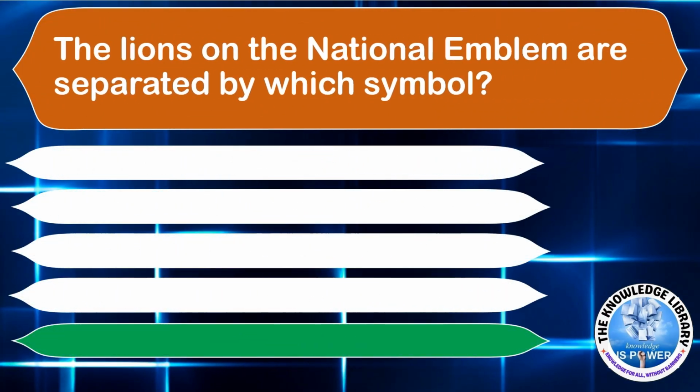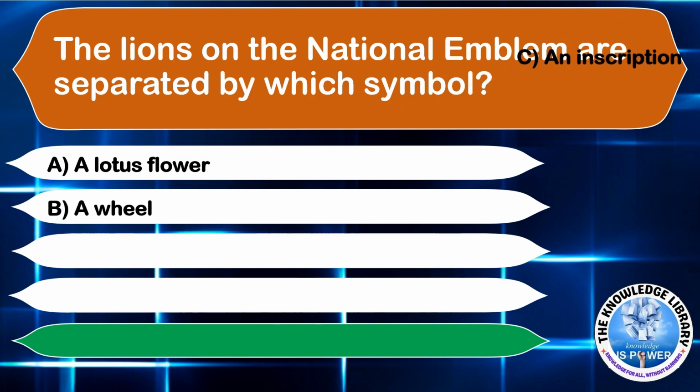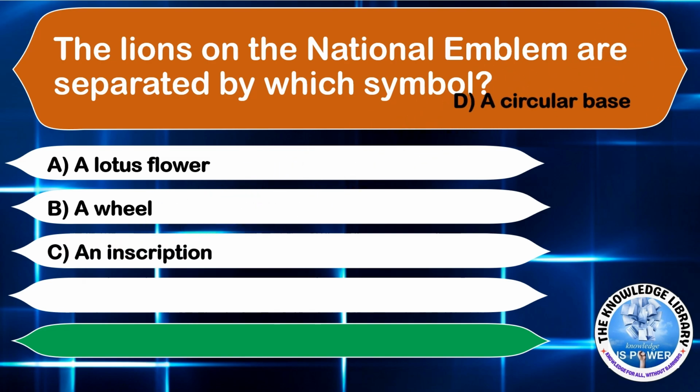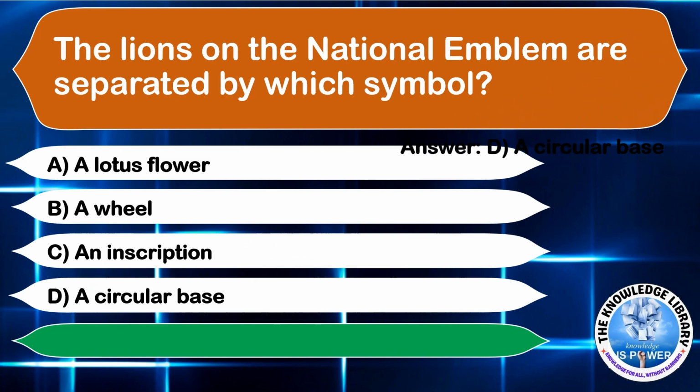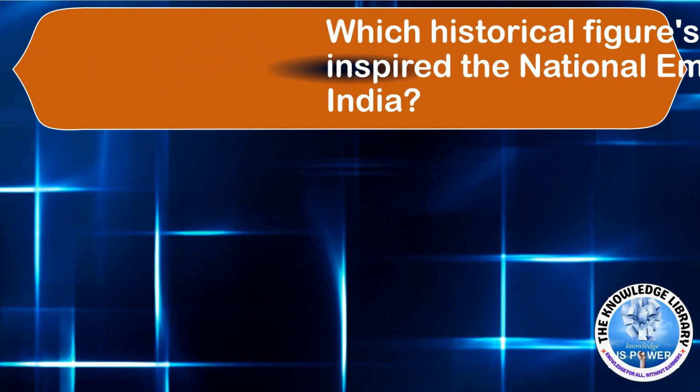The lions on the national emblem are separated by which symbol? Option A lotus flower. Option B a wheel. Option C an inscription. Option D a circular base. The correct answer is option A a lotus flower. Move to the next question.